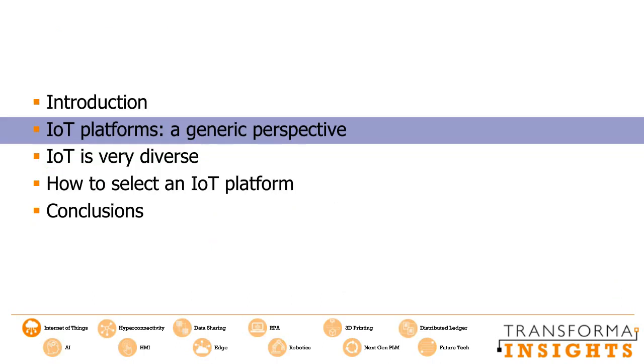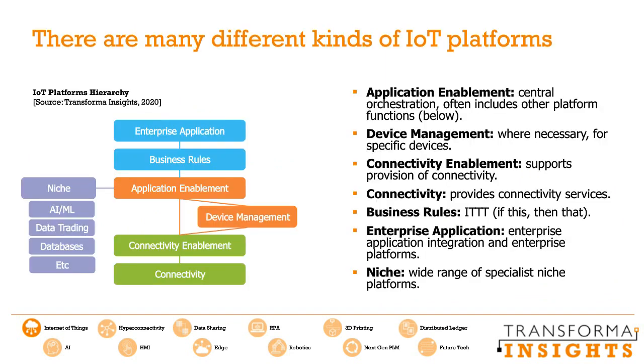Next, generic perspective on IoT platforms. What I have here is a graphic illustrating the range of platforms that are out there and that can support IoT applications. So probably starting in the center of this diagram, application enablement, that's the one that tends to come to the top of people's minds when they first think about IoT platforms. That's focused on central orchestration, and often expands to include other platform functions which are identified on this slide.